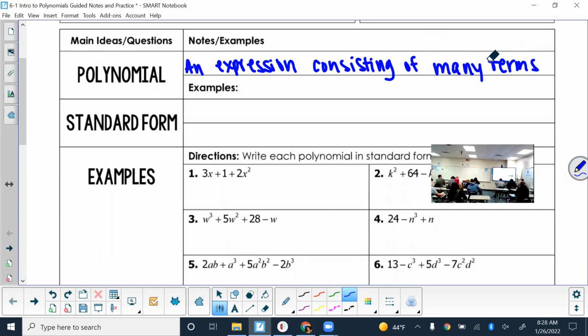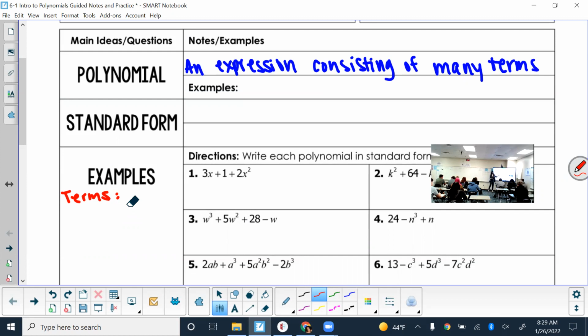And we've talked about terms pretty much all year, but I still have some students that don't know what terms are. So let's give a definition for terms down here. Just fill this in in the free space over here. So what are terms? How do I know how many terms there are in an expression?